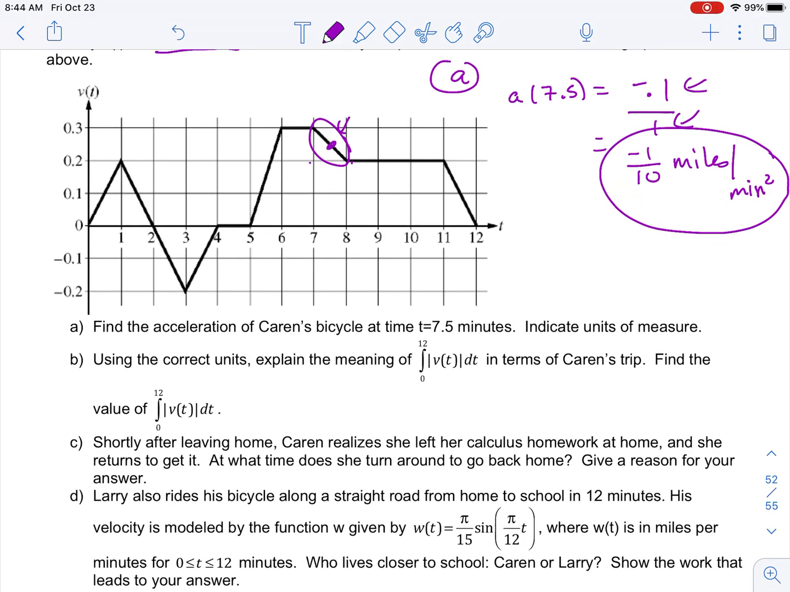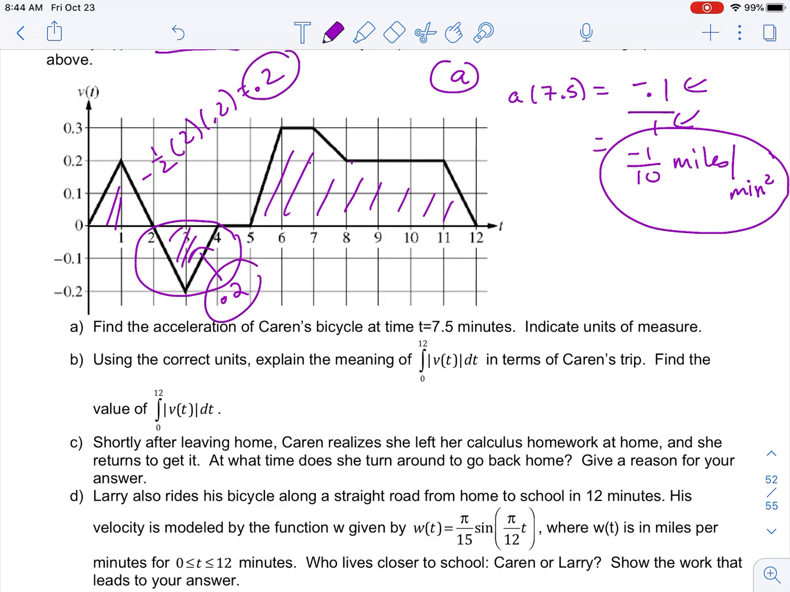Okay, part B, explain the meaning of the integral of the absolute value of the velocity function for Karen's trip. And then we're going to actually find that value. So in part B, because we're taking the absolute value, we're going to find the area of all of these pieces, but we want to count this as also to be positive. So if I do area of a triangle for this piece, this area is 0.2. This piece right here is also 0.2. So I got 0.2 there.